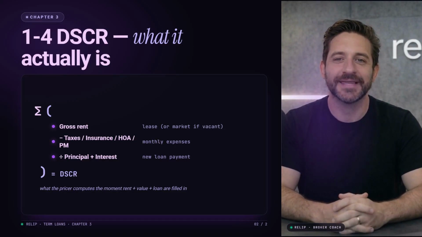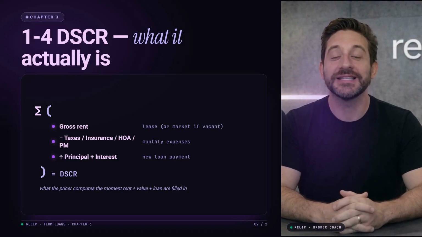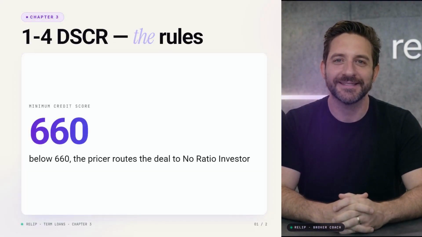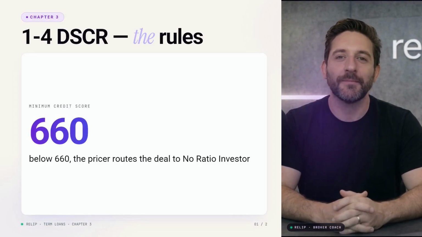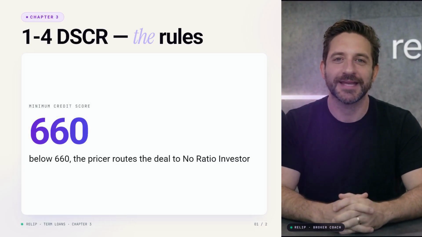We divide that by the monthly principal and interest payment on the new loan. That ratio is the DSCR. Now the rules. Minimum credit score is 660. If the borrower's score is below 660, the master pricer automatically sends the deal to No Ratio Investor instead. We'll get to that program in a minute.